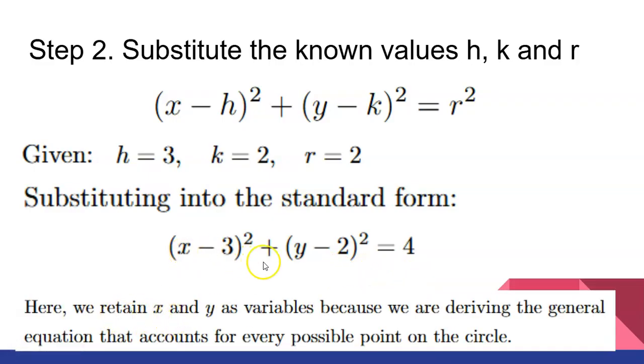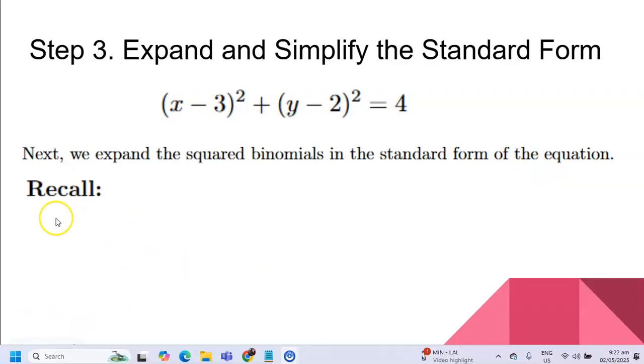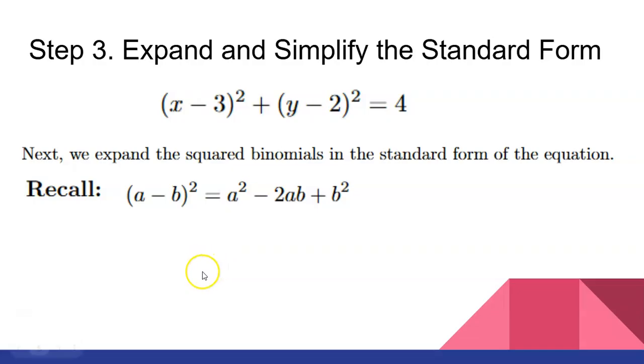Here we retain x and y as variables because we're deriving the general equation that accounts for every possible point on the circle. Step number 3. Expand and simplify the standard form. Next, we expand the squared binomials into the standard form of the equation. Now, let's recall this special product. (a - b)^2 is equal to a^2 - 2ab + b^2.